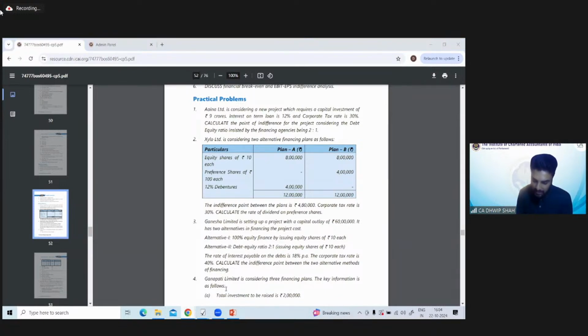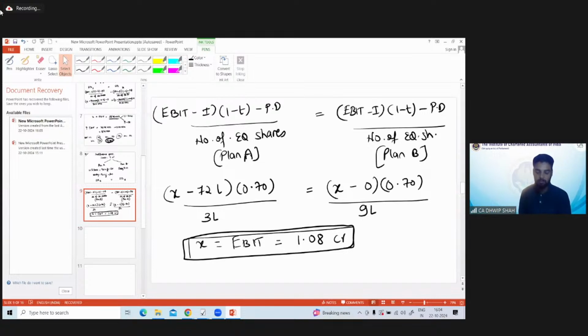Up to 1.08 CR, my EBIT will be same. EBIT is only 1.08 CR. My EBIT is only 1.08 CR.